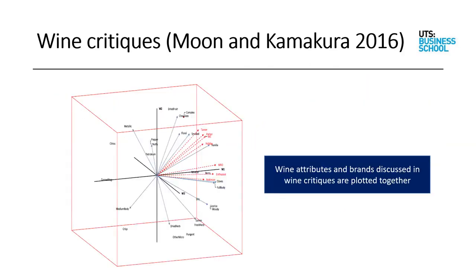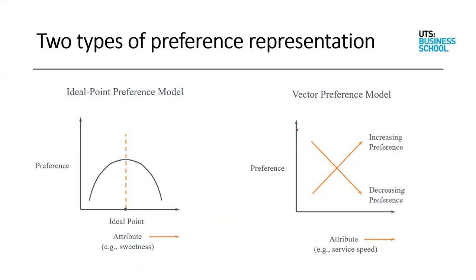So here's another one. It's a more complicated perceptual map. This is again a research study on wines done by Moon and Kamakura 2016. What they looked at was wine attributes, and they have plotted in this perceptual map the wine attributes and the brands discussed. So it's much more complicated and hard to interpret.